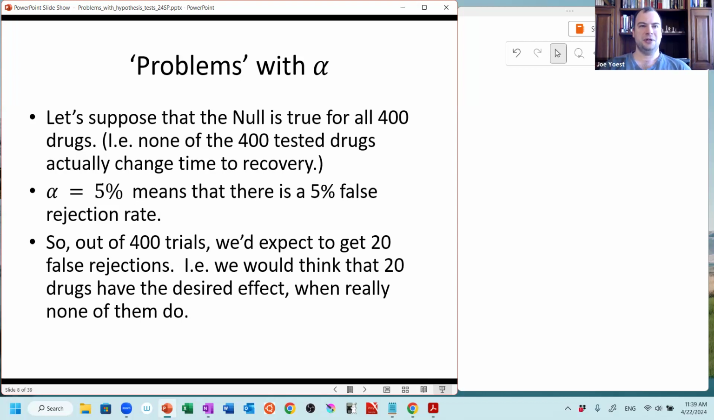In other words, I don't know anything about the field. I just chose 400 random drugs from my local CVS to see, do they help treat this thing, and suppose that none of them do. Well, alpha of 5% means there is a 5% false rejection rate, or 1 in 20. So out of 400 trials, we'd expect 1/20th, or 20 of them, to be false rejections. In other words, if we just use this throw-it-at-the-wall-and-see-what-sticks approach with 400 drugs, it would seem like 20 of them are effective, even though none of them actually are, just by sampling or just by the statistical effects.